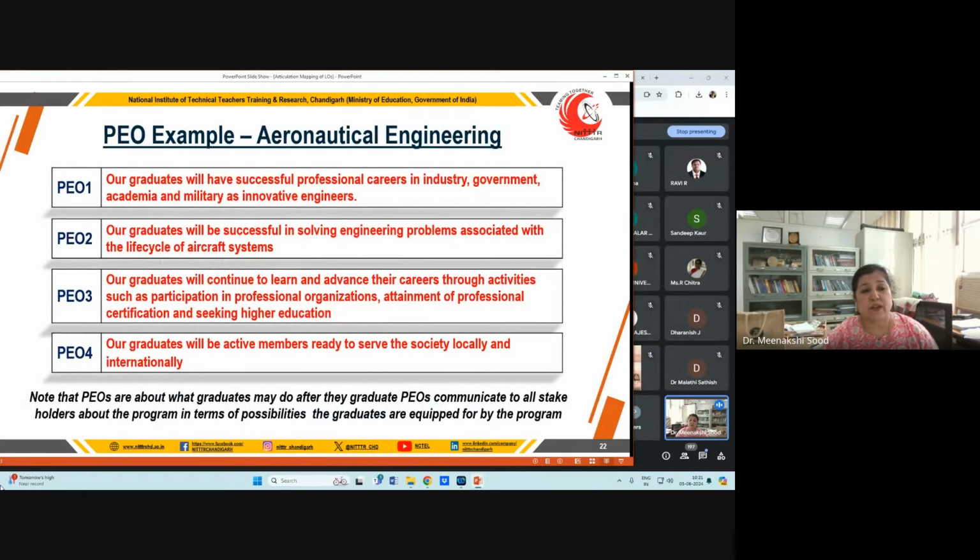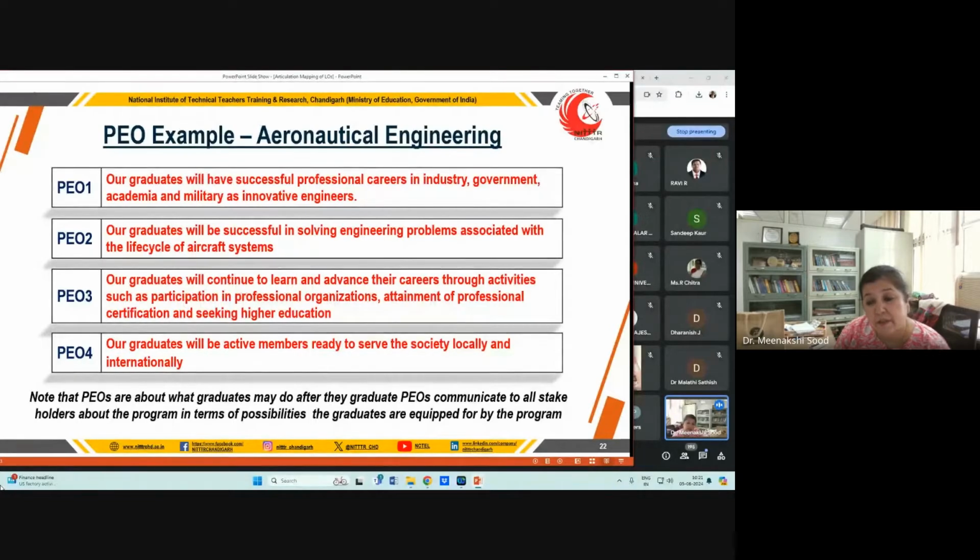Okay, so this is one example of a PO of aeronautical engineering. First, our graduates will move out as innovative engineers. They will be successful in solving problems with the life cycle of aircraft systems especially, right? Then the soft skill aspects: that they are able to participate in professional organizations, seek higher education, and be active members serving society locally and internationally. Okay, so this is one example which I wanted to show you.